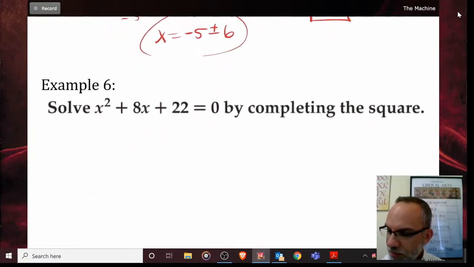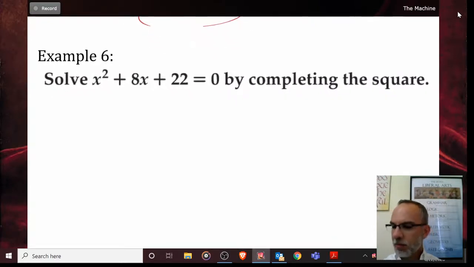How about this one? Solve it by completing the square. But let's try this. You press pause on the video and you do it before you watch me do it. You try it. Go ahead, press pause. Okay, I'm back. Now, compare your answer to mine. Here it is, right there.